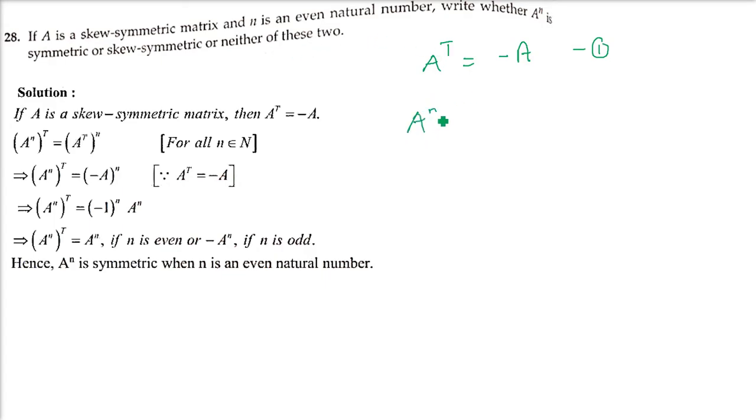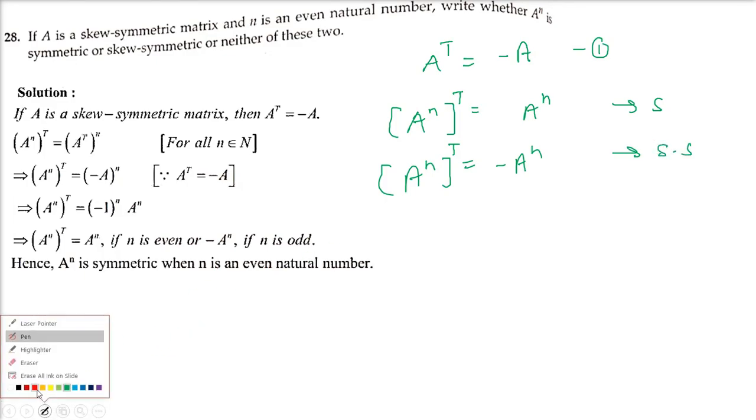So A raised n, if we take the transpose and it comes as A raised n, that is going to be symmetric. A raised n transpose, if it is going to be negative of A raised n, that is going to be skew symmetric. Right? So let us start the steps now.